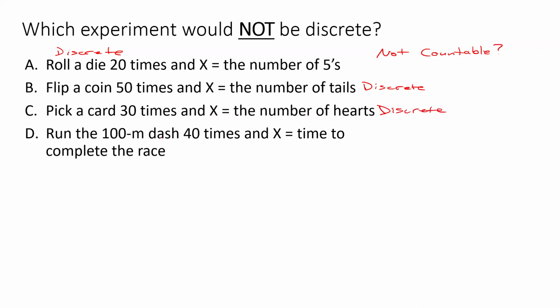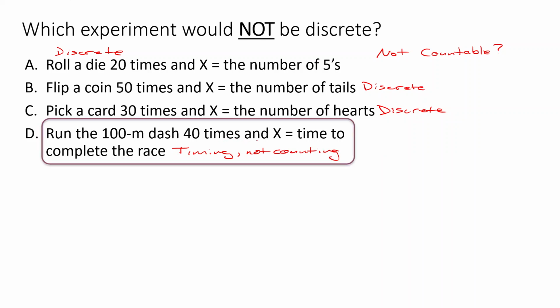And finally, we're going to run the 100-meter dash 40 times, x is the time. So we're not counting this, we're timing. Like we'd have a stopwatch. We could get hundredths of a second, tenths of a second, and so on. So we're not going to be able to count that, especially not on our fingers. So the answer, this last one, is going to be continuous. There'd be some other sort of distribution here to measure that.